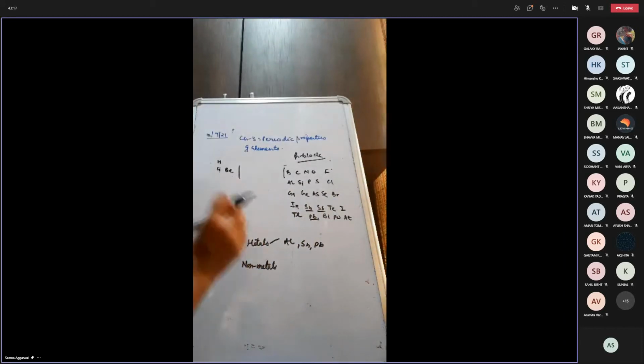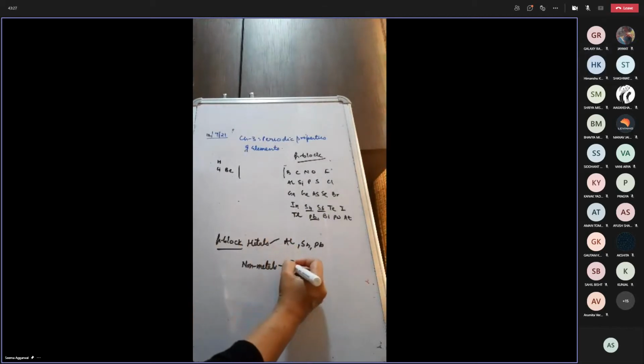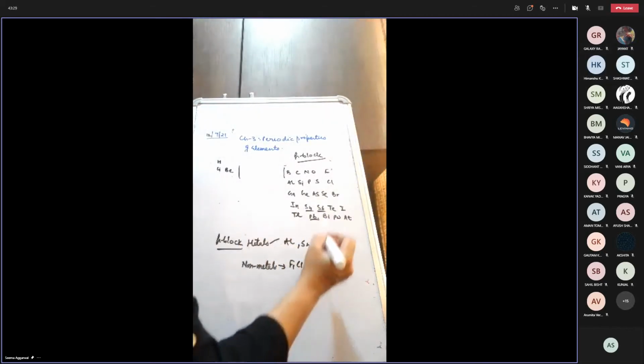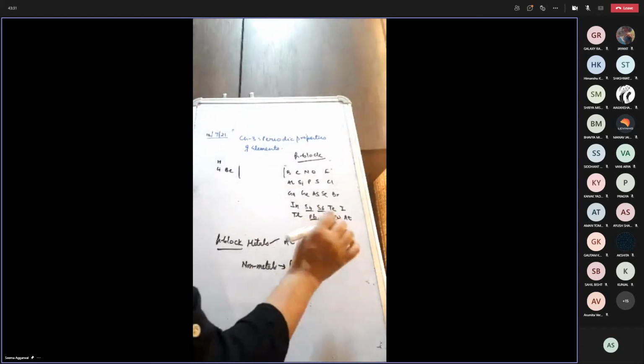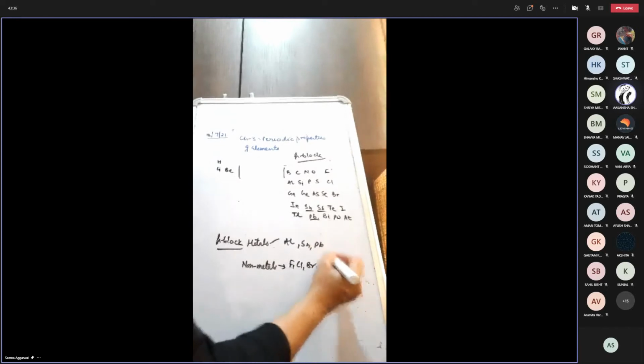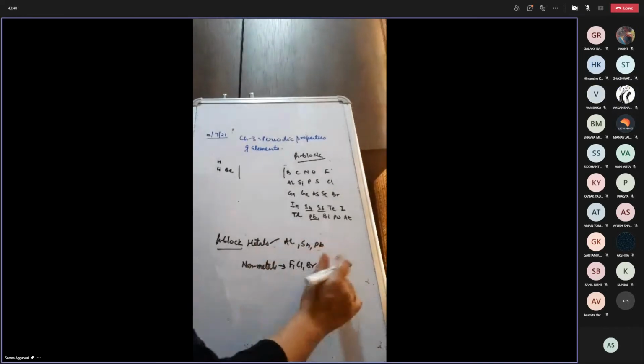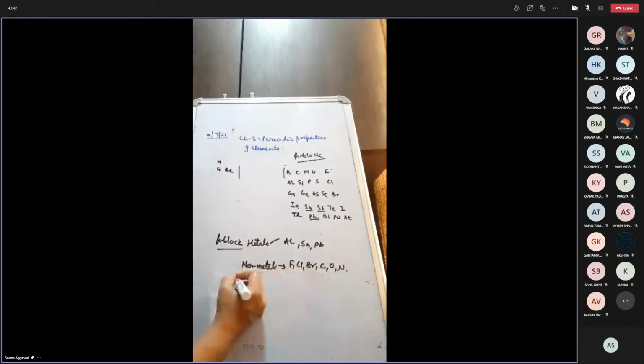Okay. Now, in the case of non-metals, can you tell me the name of few non-metals? Chlorine, nitrogen, phosphorus, fluorine, carbon, iodine, fluorine, bromine, iodine. Okay. Iodine is a non-metal only. Then carbon, boron, carbon, oxygen, oxygen also, oxygen, nitrogen. All these are non-metals.